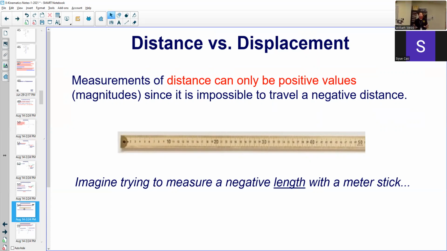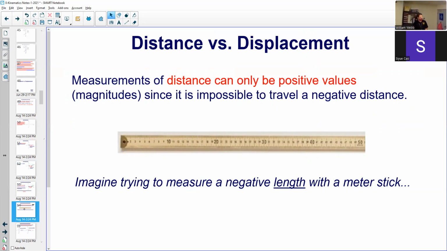Distance is just the path length. You can't travel a negative path length. You can be negatively positioned from where you started, but you can't travel a negative path length. If I move one step, that's a positive path length. I've moved in some direction, so it's got to be larger than 0 for distance.